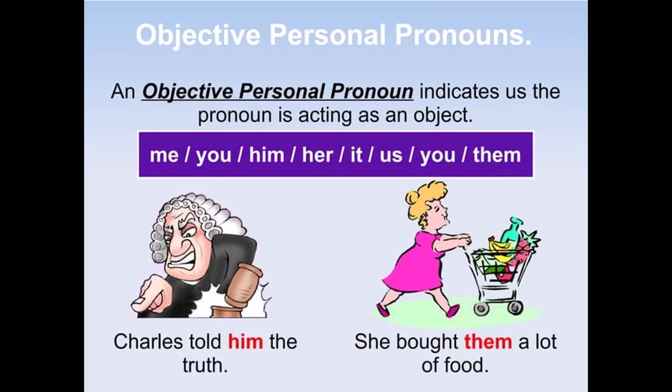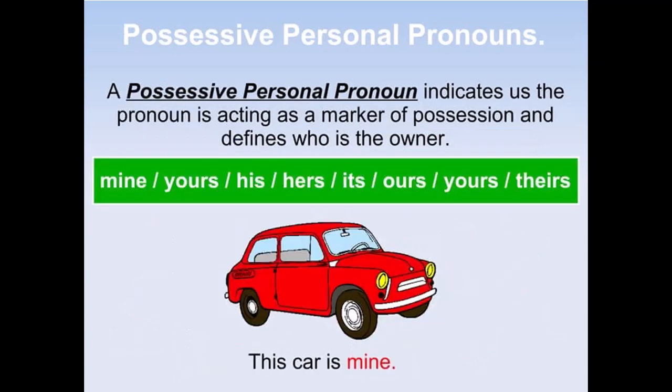Then objective personal pronouns indicate a pronoun acting as an object, like me, you, him, her, it, us, you, and them. Like, Charles told him the truth, so him is a personal pronoun as an object. Then possessive pronouns indicate possession and ownership of the noun, like mine, yours, his, hers, its, yours, theirs. For example, this car is mine.